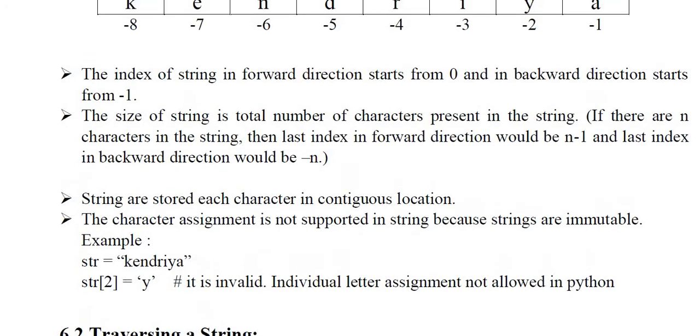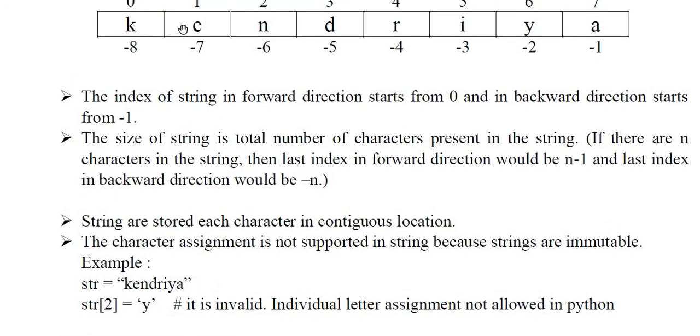If you see this example, count 1, 2, 3, 4, 5, 6, 7, 8. That's why it says n minus 1 in the forward direction; the total characters are 8. So the last index in the forward direction is n minus 1, meaning 8 minus 1 is equal to 7, and you can see here the last index is 7. Similarly, the last index in the backward direction would be minus n. There are a total of 8 characters, so minus 8 would be the index.